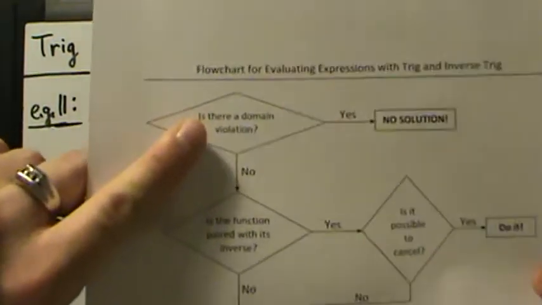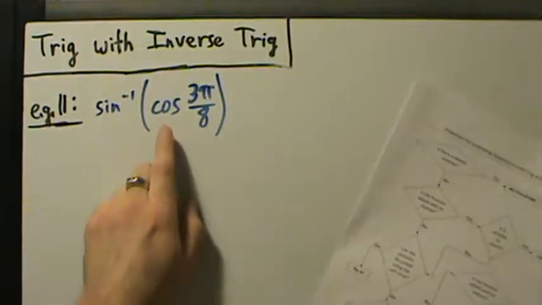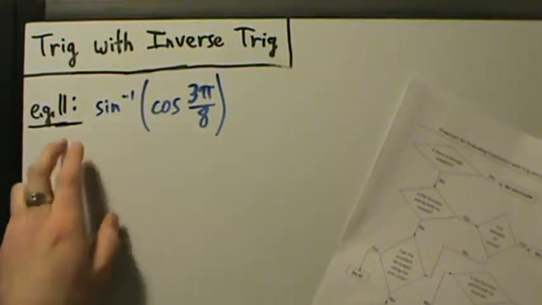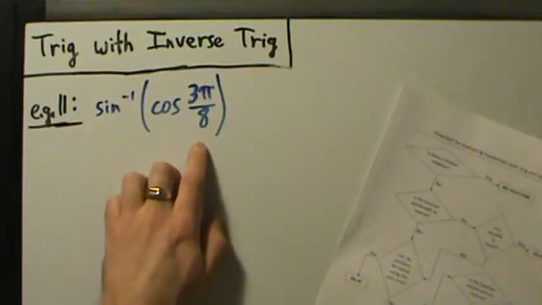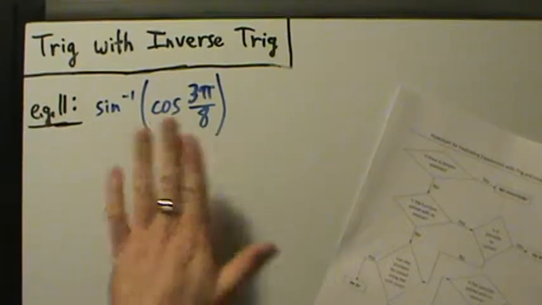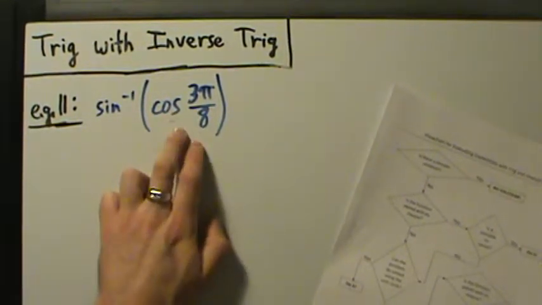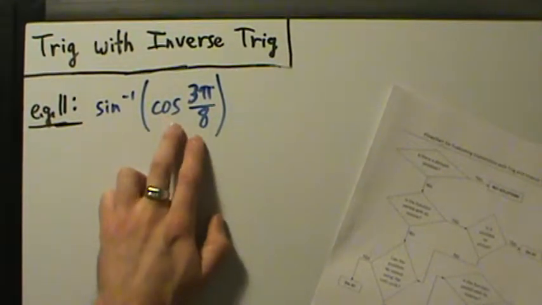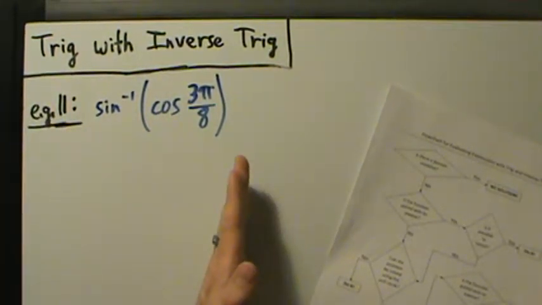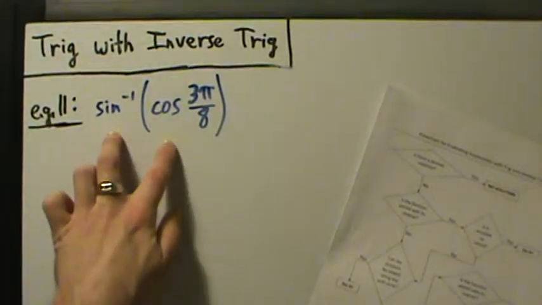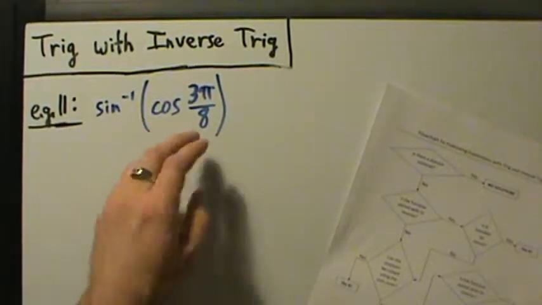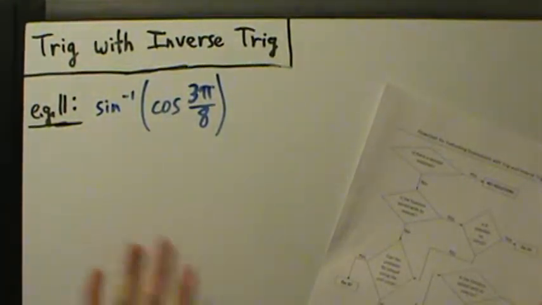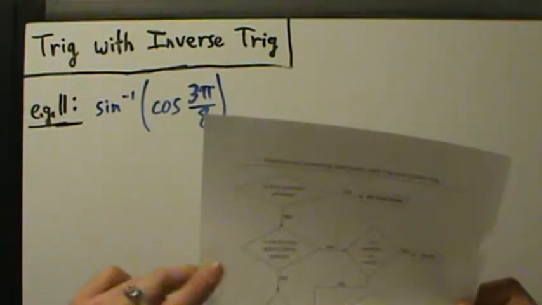Is there a domain violation? No, there's not, because we can take the cosine of anything we want. Okay, so what do we do in example 11? We have inverse sine of the cosine of 3 pi over 8. The domain of the cosine function is all real numbers, so we can take the cosine of whatever we want. Now, when we take the cosine of something, we're going to get something between -1 and 1, which means it's going to be okay to put back into the inverse sine function. So inverse sine of cosine of this thing here is going to be okay. There are no domain violations, nothing bad is happening, everything's fine.